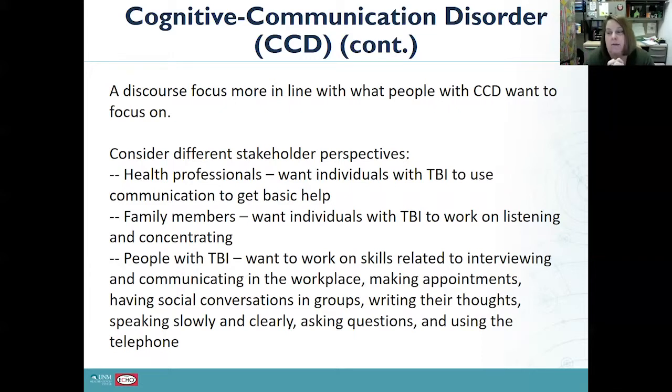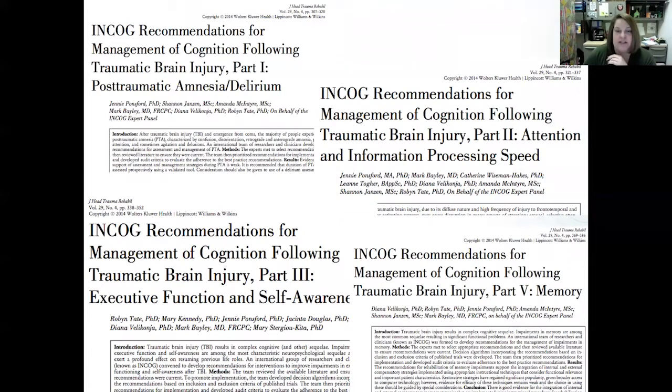Hopefully that will spread the word about that and spread words about activities to do. The next slide is just a picture showing recent recommendations that came out in 2014, and these are quite good, and I recommend them for other areas as well. So this was kind of after the ACRM published their manual for cognitive rehabilitation.